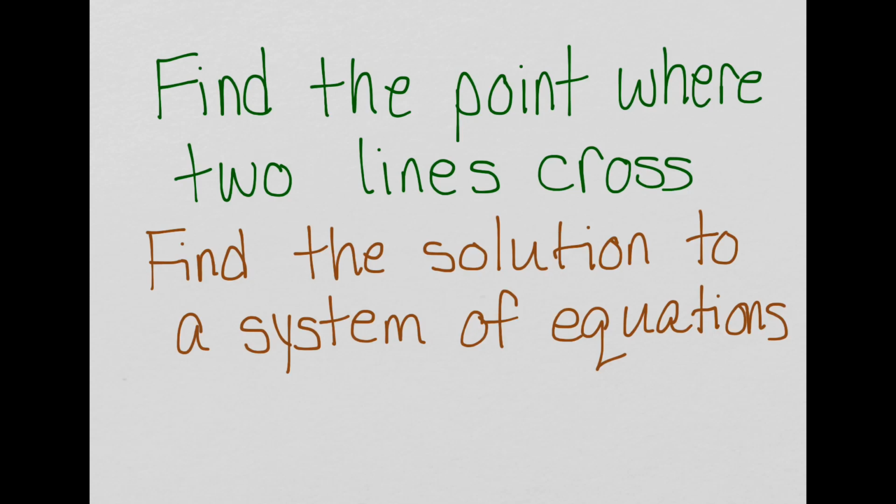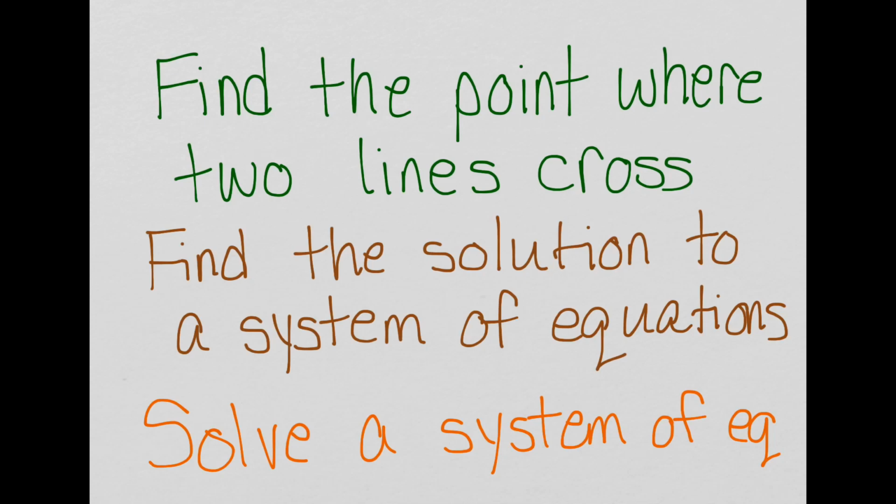But then we learned some ways to do it using algebra. So we called it finding the solution to a system of equations when we were doing the algebra. We also called it solving a system of equations. All three of those things mean find the point where these two lines cross. Then we learned some techniques to do that.